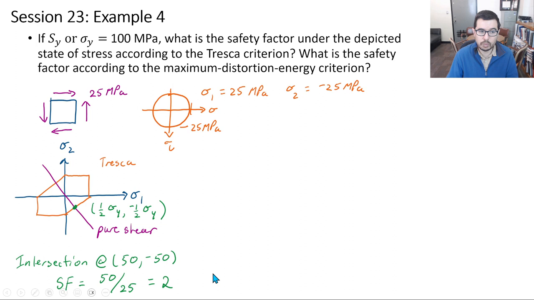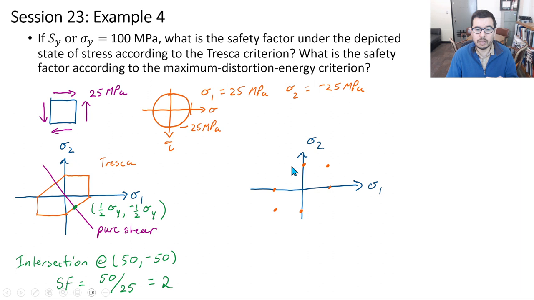Okay. What about if we look at maximum distortion energy criterion? Well, one way to kind of draw the ellipse is to specify those corner points, which are the same as what you have in Tresca. So I've kind of put them there. Of course, there's not really any corner.